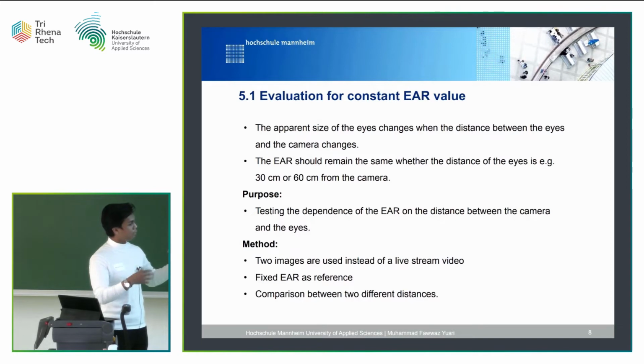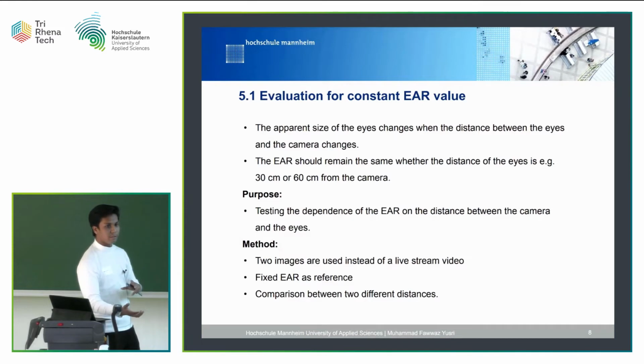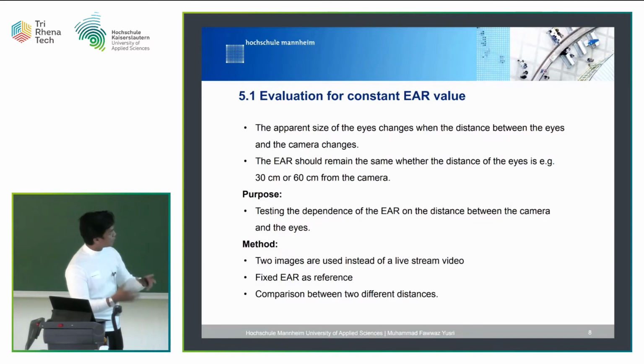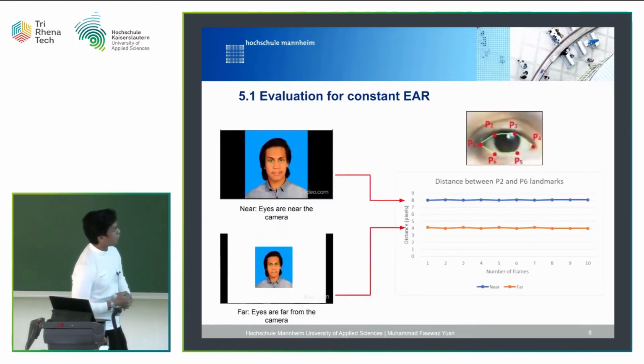As you know, when a driver moves forward or backwards, the eyes look different from the camera perspective. So this evaluation is to prove that the eye aspect ratio doesn't change with the distance between the eye and the camera. For the method, we use 2 images instead of live stream video because an image has a static object, so we will have a fixed value as reference.